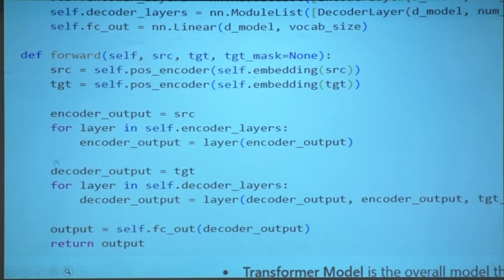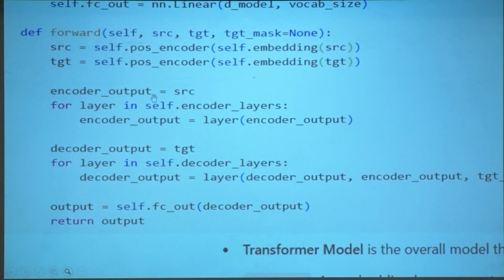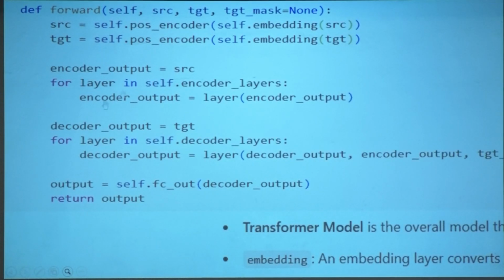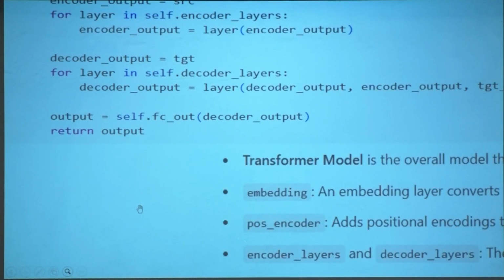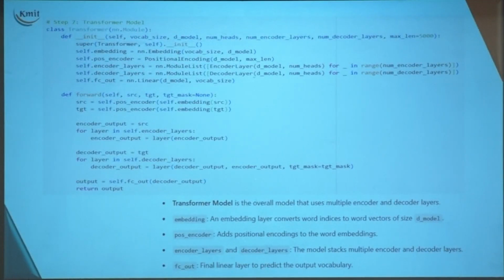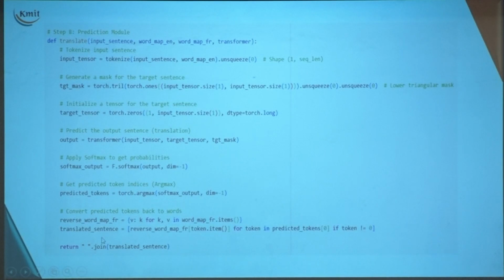Okay, now look at that. What is the encoder output? Encoder output is what? The source sequence. What is the decoder output? The target sequence. So first encoder, decoder, and then the final output, which is nothing but self.fc_out. And then finally I'll return the output. So as you can see, let's read this.